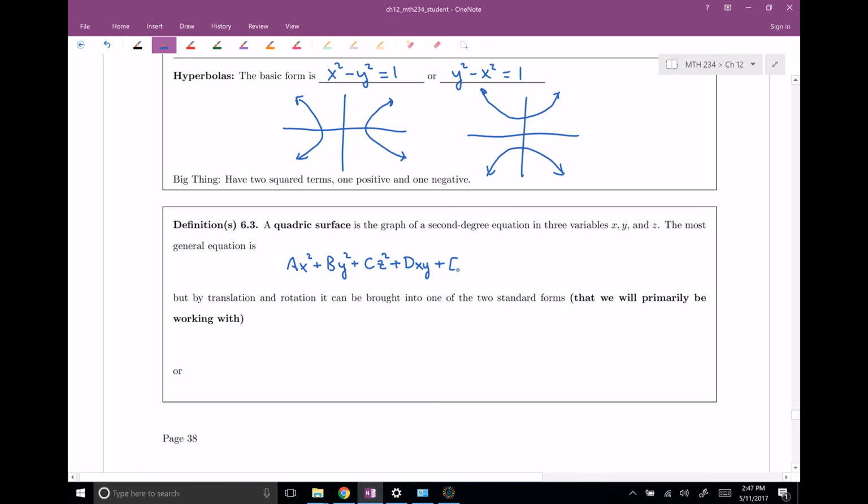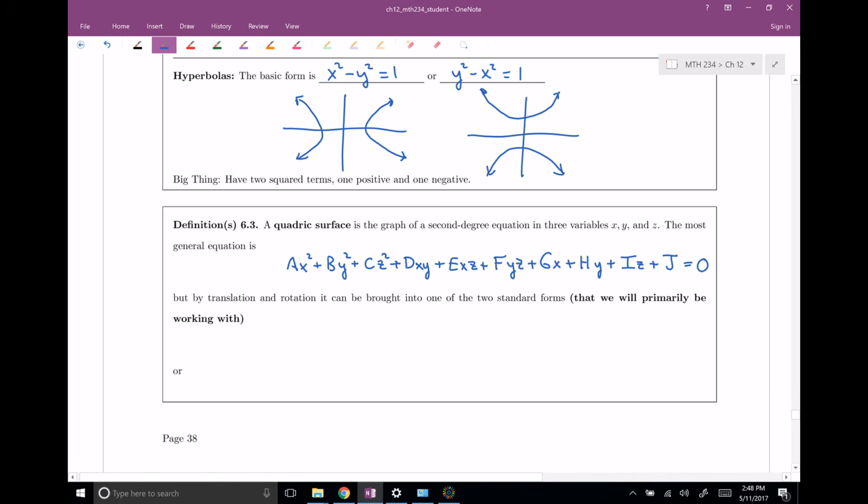plus exz plus f, let's see, which one am I missing? yz. So those are all the degree-2 terms, plus gx plus hy plus iz plus a regular old constant j equals 0. Oh my goodness. So this is the most general form of quadric surfaces, kind of all of your degree 2 and less stuff.